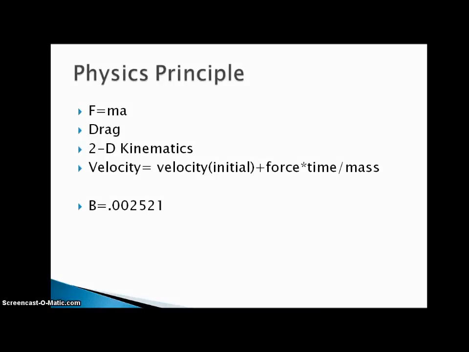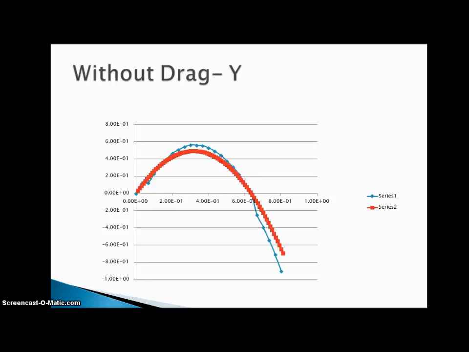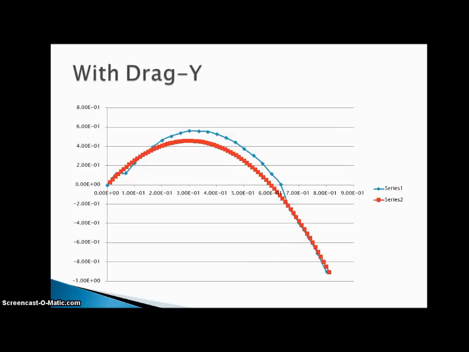Here are the principles and equations that I used, including the correct drag constant. Here's my model compared to the actual data without drag taken into effect. As you can see, the models are close, but not perfect. When I run that with the drag coefficient, the values in the y direction line up much closer. In the middle areas, it still does not line up perfectly, but I'll discuss that later.